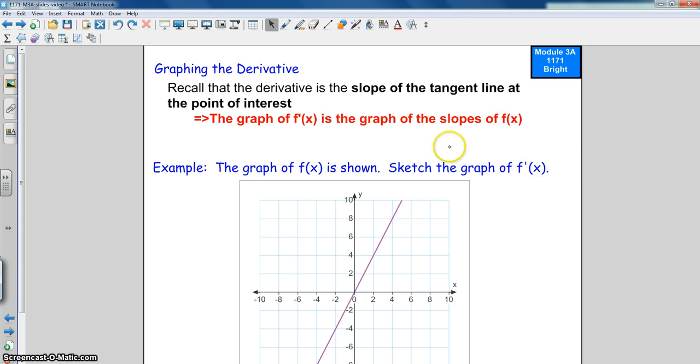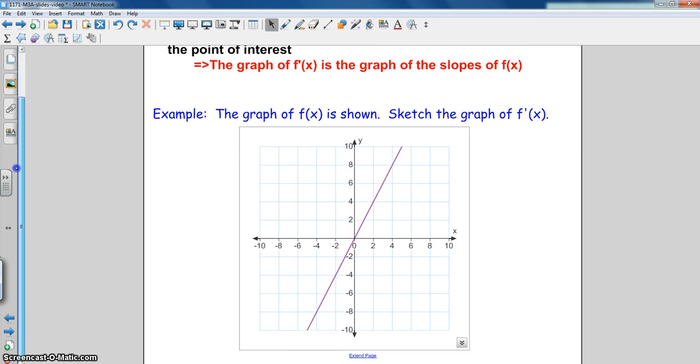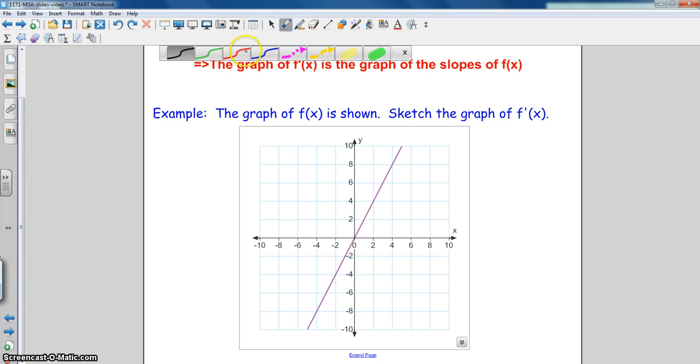Okay, so if we look at an example graph here, f of x is given. It looks to be linear. We want to sketch the graph of f prime. So what I'm going to do is look at various nice points. This is a nice point at 0, 0. Let's see a couple other ones that land on nice coordinate grid points. So maybe these 5 points.